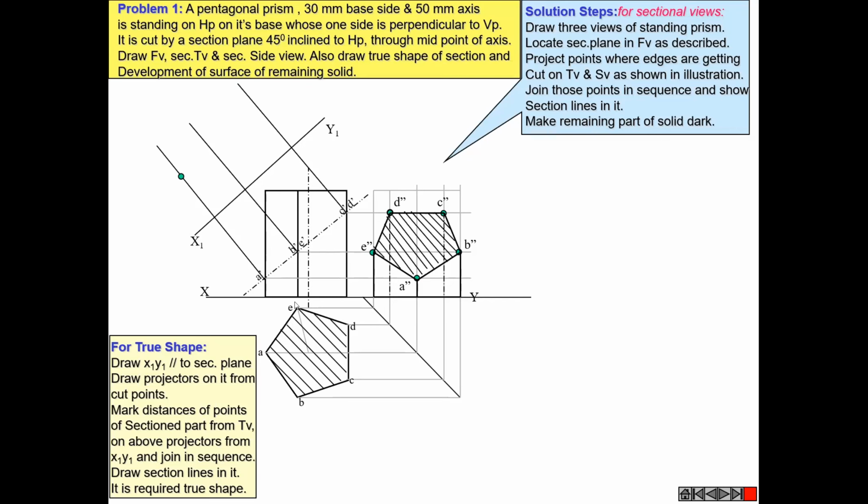Open the compass from this point to E. This point is the center and arc the point E over here. Open the compass this point to B. This point is the center and make the point over here. Open the compass equal to this point to D. This point is the center and here it is D. Open the compass from here to C. This point is the center and here it is the point C. Join all the points. It is our true shape.